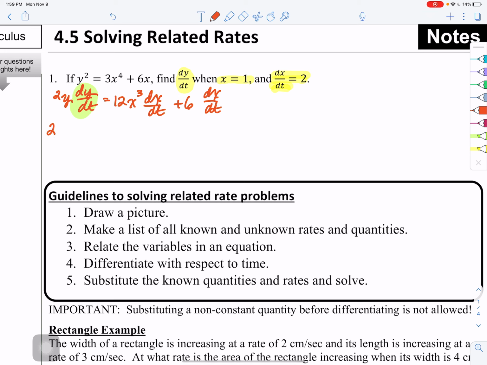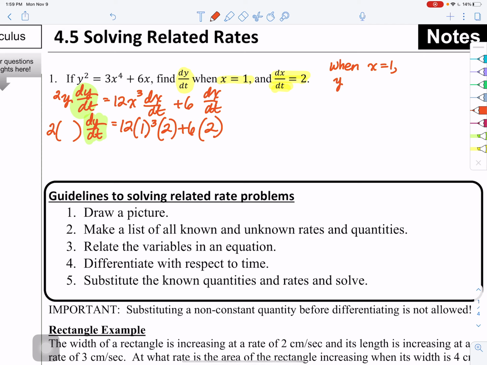So we have 2, and I don't see a value for y. So I'm just going to leave an open parentheses there because that's sort of my to-do list. dy/dt equals, and let me put that highlighter there for dy/dt, 12, and x is 1, and dx/dt is 2, plus 6 times 2. So what do you notice? We don't have y.